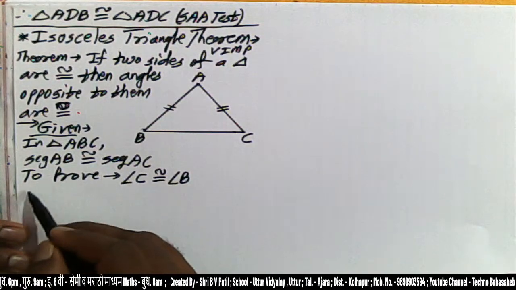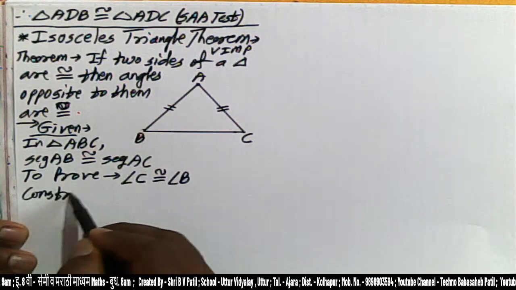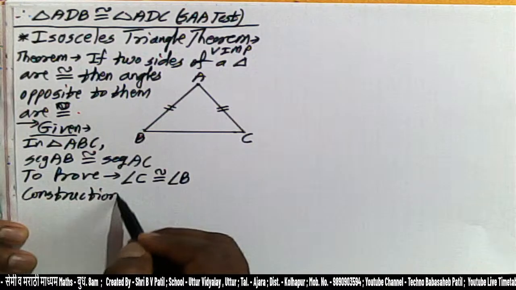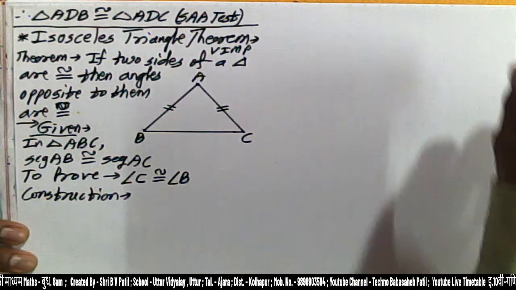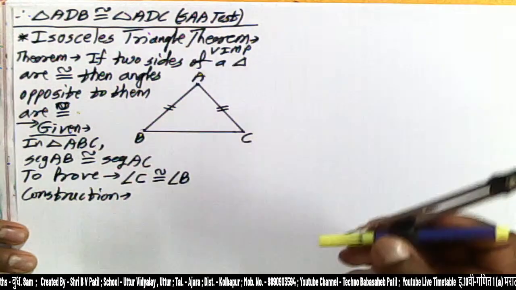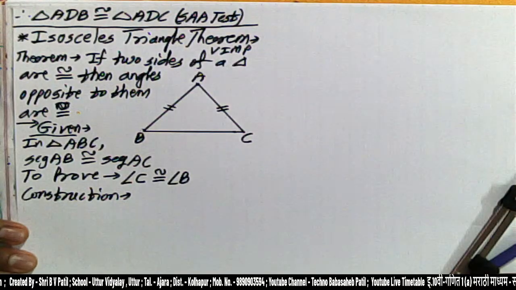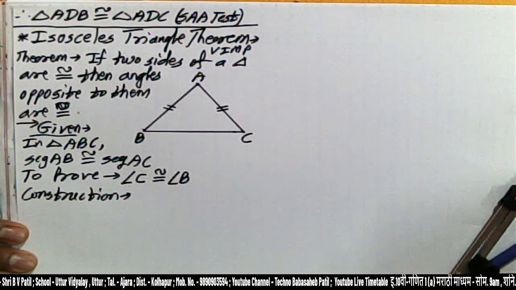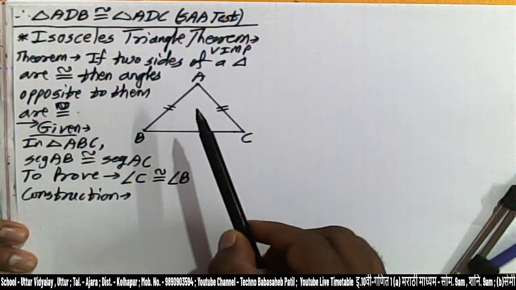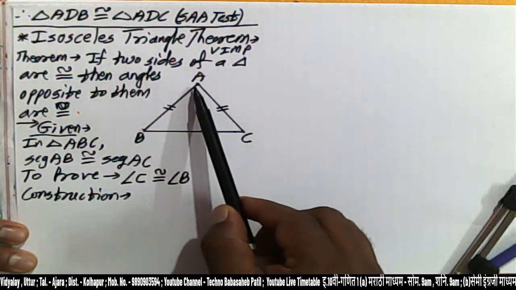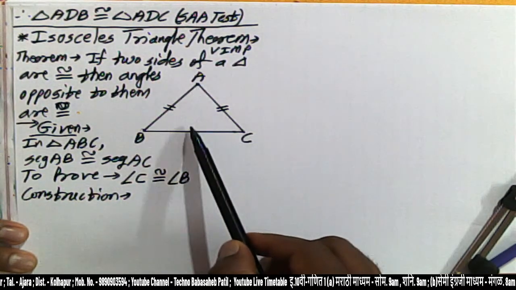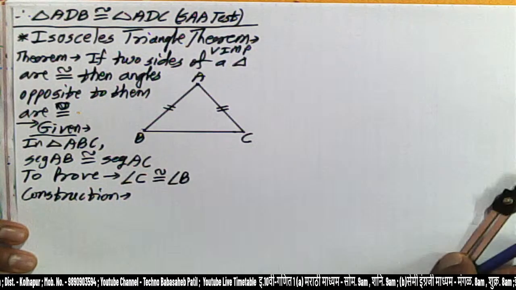Then the next part is construction. And construction is: here we draw the angle bisector of angle A. A चा कोन दुभाजक काढायचा आहे.